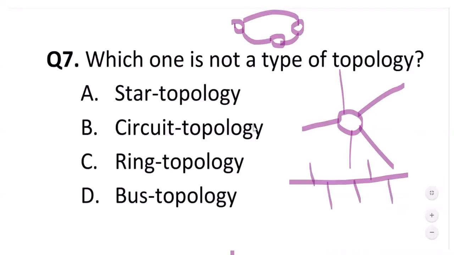So here I told you what these different types of topologies are, and there is no topology called circuit topology. So here the correct output is, which one is not a type of topology? The answer is circuit topology.